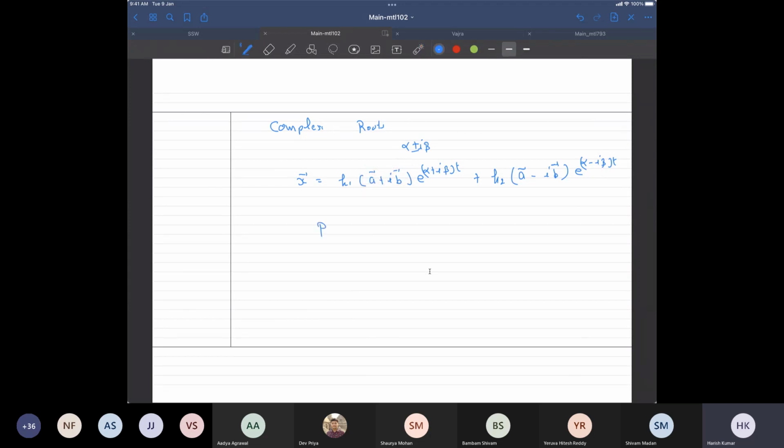In this case, you consider the matrix P of vector a and vector b. And you write J, the corresponding Jordan blocks, to be alpha plus i beta and alpha minus i beta. Then the solution matrix will be P times the diagonal matrix with e to the (alpha plus i beta) t and e to the (alpha minus i beta) t, and of course P inverse.